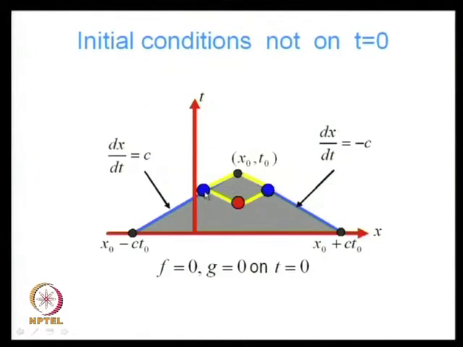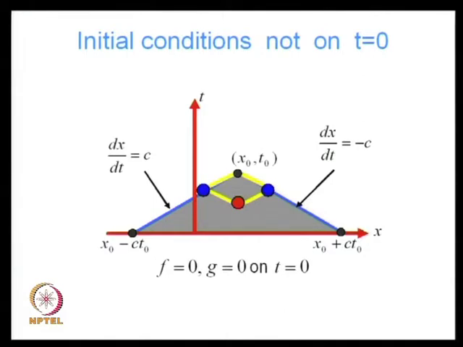So, if this solution reaches here, if this propagates, if this influences the solution here, that is again going to propagate from here along the characteristic lines, and it may actually affect the solution at x0 t0, provided the time it takes for that disturbance to travel from here through here through here, and from here through here through here, is less than t0, because we are interested in the solution at time t0.